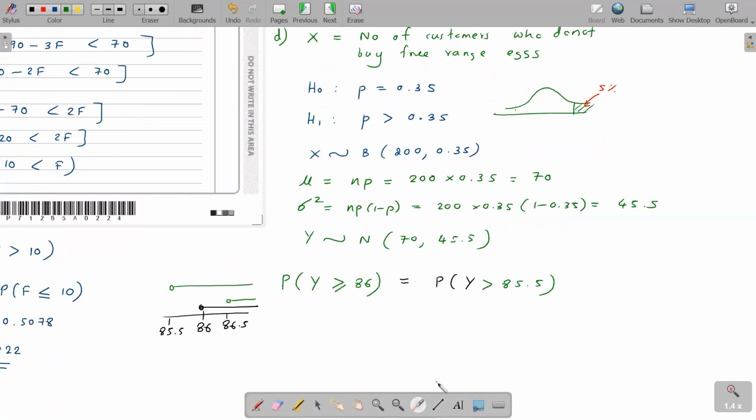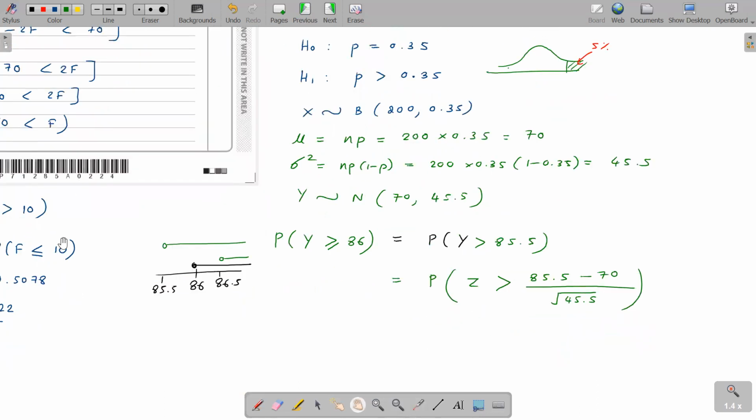So you have to get this probability by using the normal distribution. So let's get it. Probability y greater than 85.5. So y becomes z. To make it standard normal, we subtract the mean and divide by sigma, not by sigma square. You divide by sigma, which means root 45.5. You can get the probability directly from the calculator. Even the binomial probabilities could have been calculated. Okay, let's get this.